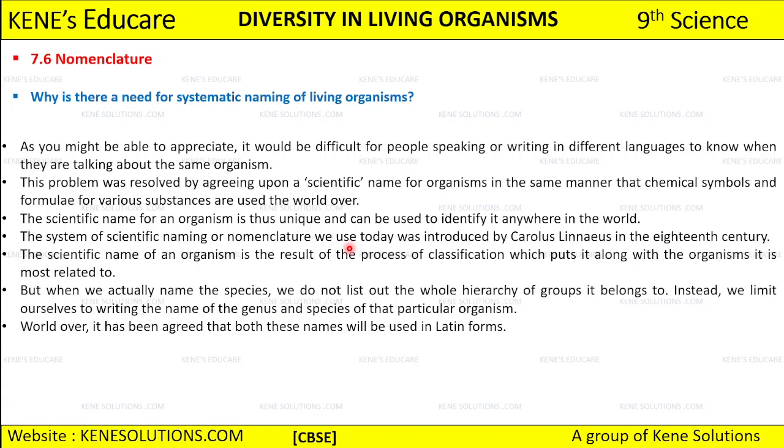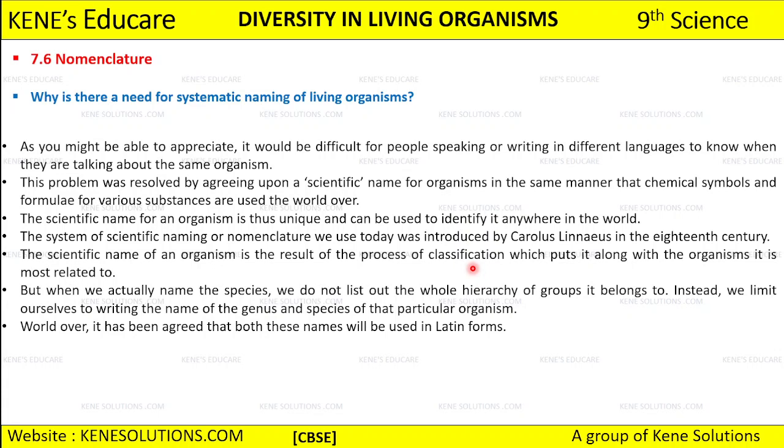So the system of scientific naming, or nomenclature, that we use today was introduced by Carolus Linnaeus Sir in the 18th century itself. Okay, so the scientific name of an organism is the result of the process of classification, which puts it along with the organisms it is most related to.